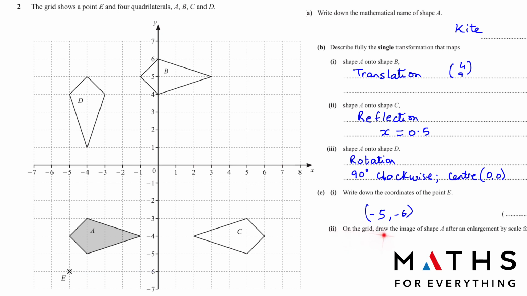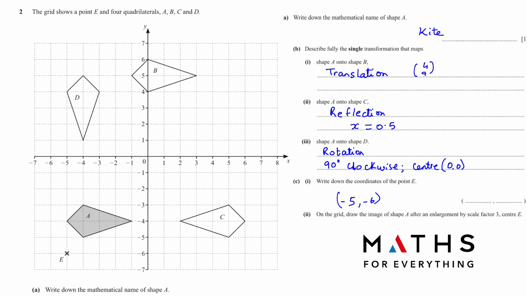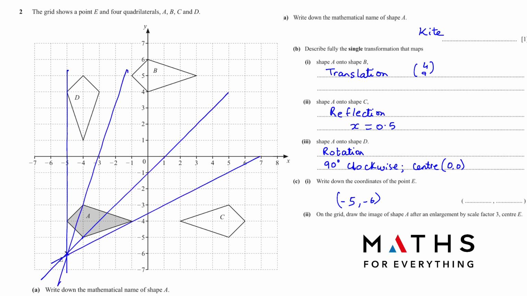C2, on the grid, draw the image of shape A after an enlargement of scale factor 3, center E. So from E, we will draw at least 3 vertices, any 3 vertices, and join them by a line. I joined one, now I will join with this vertex. When you're joining, see that it passes through the squares like that. So you be careful with that part. So this is how we joined all the 4 vertices to point E.